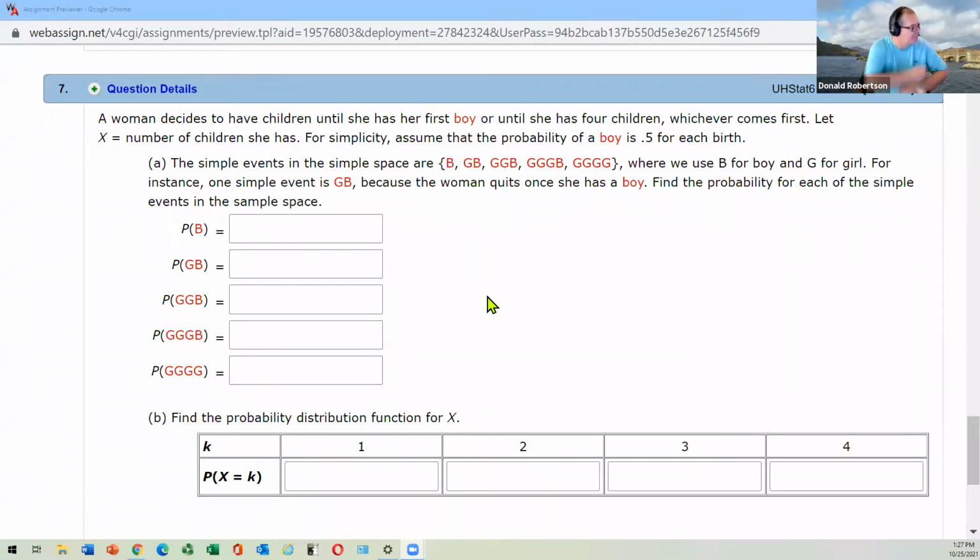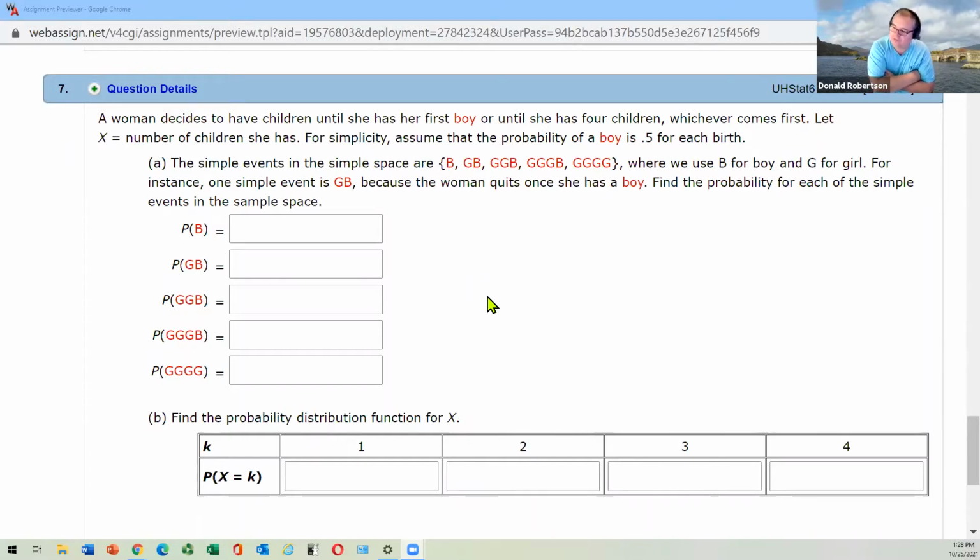Okay, so a woman decides to have children until she has her first boy, or until she gets 4 kids, whichever one comes first. So if she gets a boy, she stops, right? But if she doesn't, she's going to keep going to 4 kids. And the chance of a boy or a girl is 0.5, so they tell us that. And X, this time we're going to count X as how many children she's got.